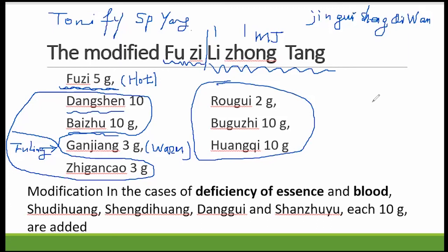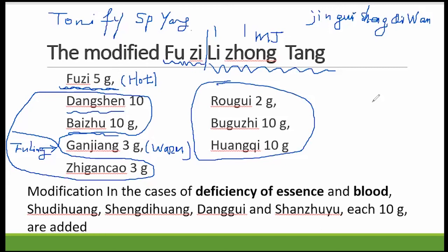So the basic formula there is Si Jun Zi Tang. We know Si Jun Zi Tang is the qi tonifying formula. This kind of condition is yang deficiency, a condition of qi deficiency plus cold inside. That's why we change Fu Ling to Gan Jiang and even add Fu Zi, which is more warming for the middle yang.